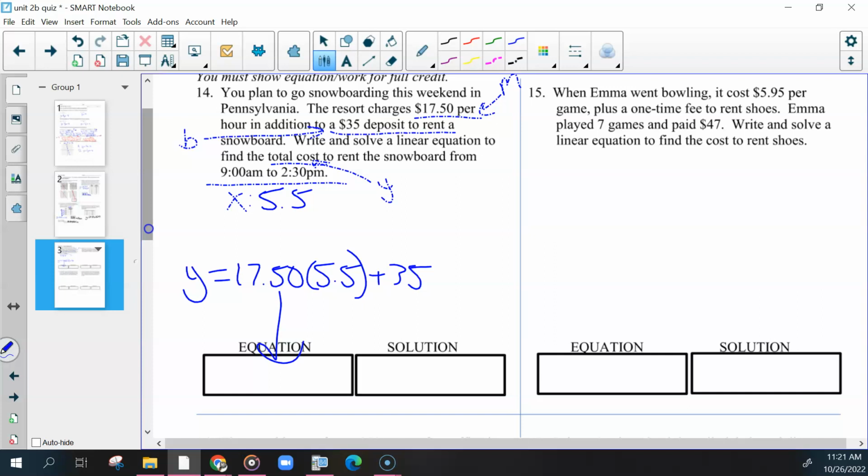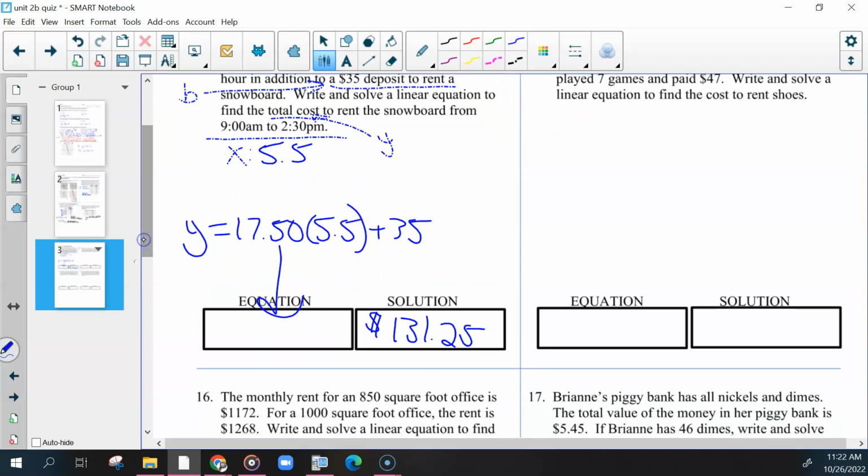This one, because you could put that all on your calculator and just solve it at the same time, I wasn't looking for that work, but if you gave it, that was great. And then make sure you're labeling what we're looking for. So we're looking for costs, so dollars. Questions on that?